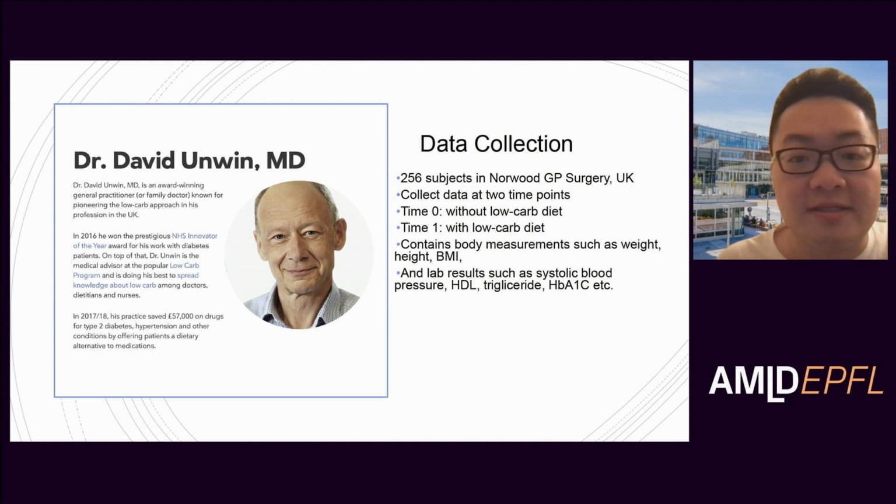This is time series data with 2 time points. At time 0, everyone takes no low carb diet, and at time 1, everyone takes the low carb diet. And this is an unusual time series, basically saying there's no control group which takes the low carb diet at the 2 points. So it will cause a big problem in our inference.